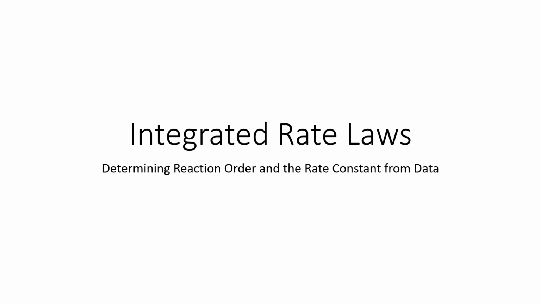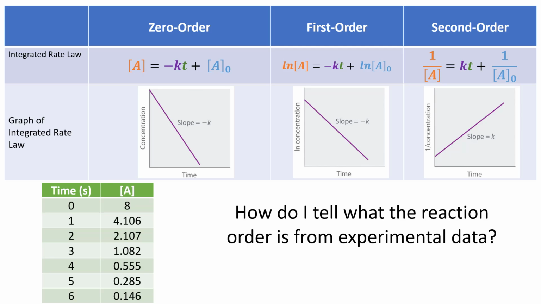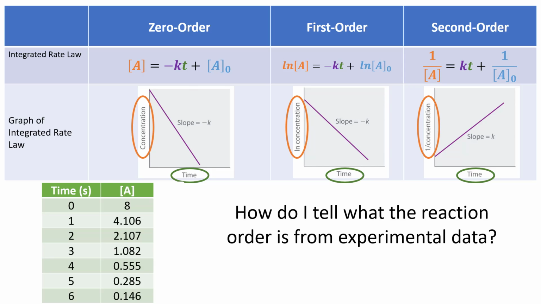As we continue looking at integrated rate laws, we can use experimental data to determine both the reaction order and the rate constant. So to remind ourselves, we have a zero order, a first order, and a second order rate law expression shown here, where the y-axis is either concentration, the natural log of the concentration, or 1 over the concentration, and that is graphed against time.